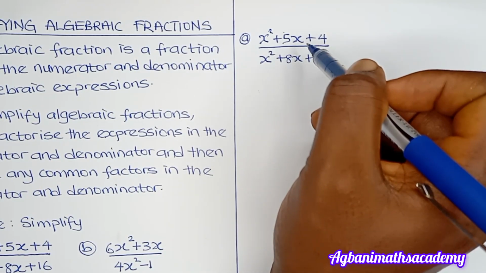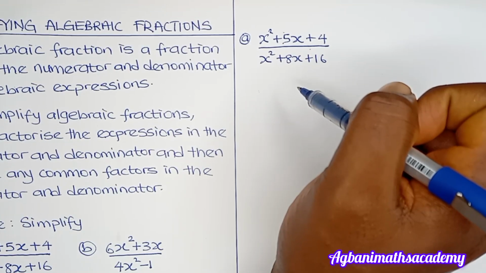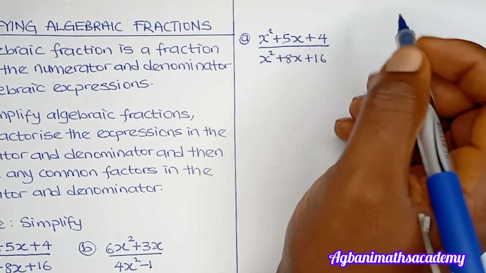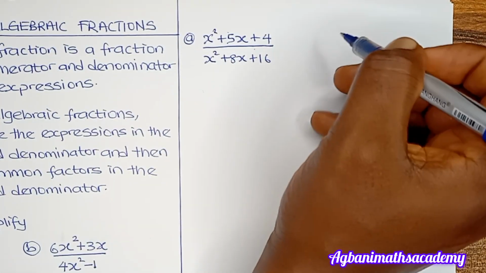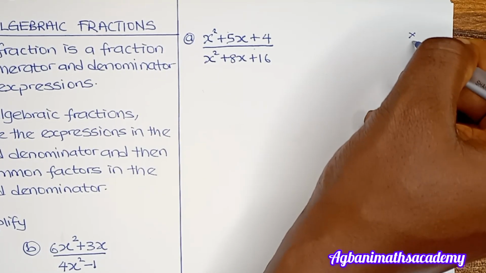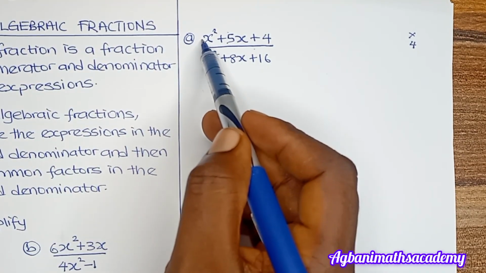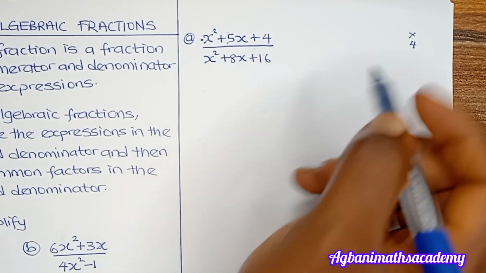In an earlier video, we learned how to factorize quadratic expressions. You can go to the playlist on algebra and see that video, okay? So x squared plus 5x plus 4. We're going to look for two values that will multiply to give us 4. How did we get 4? 4 is the product of the coefficient of x squared and the constant 4. So 1 multiplied by 4 gives us 4.